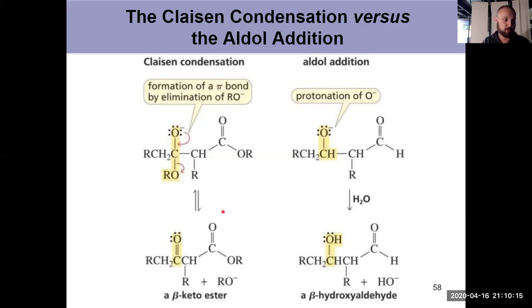So that's the difference between the Claisen condensation and the Aldol addition, and the Claisen-Schmidt would be a subset of the Aldol addition. And the difference is because the ester has a leaving group that can be eliminated.